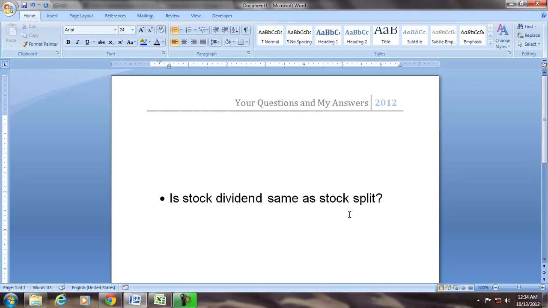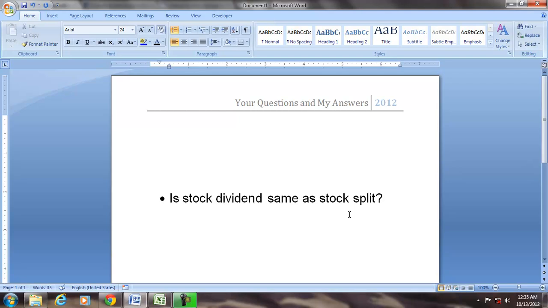The stock split will not change the equity, will not change the capital, but will change the number of shares. Therefore, all other things remaining constant, the book value per share falls due to the stock split. In case of stock dividend also, the book value per share falls, but here the book value is reducing because the profit is distributed, profit is converted to capital, so capital goes up. In stock split, capital remains the same.